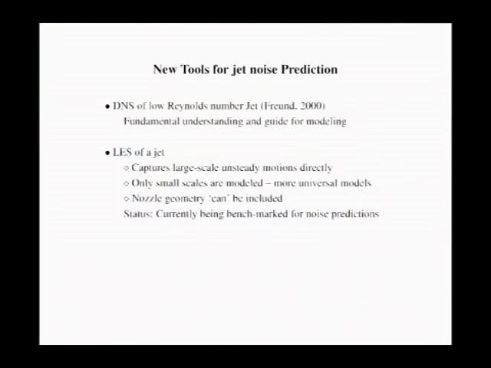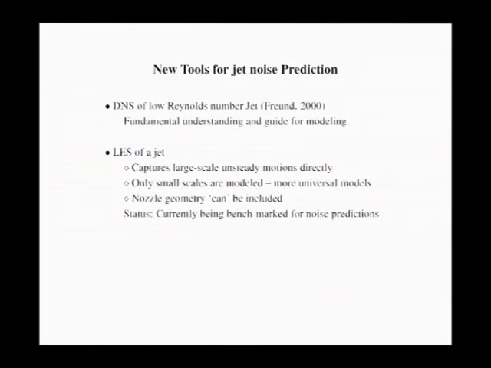In year 2000, Jonathan Freund published a very nice study of direct numerical simulation of a low Reynolds number near sonic jet. And since that time, he has used it to explore questions about sound sources in this flow, and it is being used for getting a better understanding of the noise sources. At Stanford, we have been undertaking large eddy simulations of jets, and this is what I will show you results from. And the notion here is that large scales or energy containing scales of the jet are directly captured.